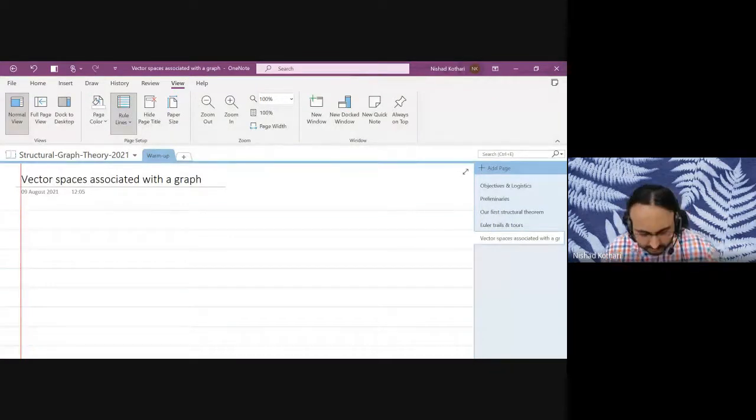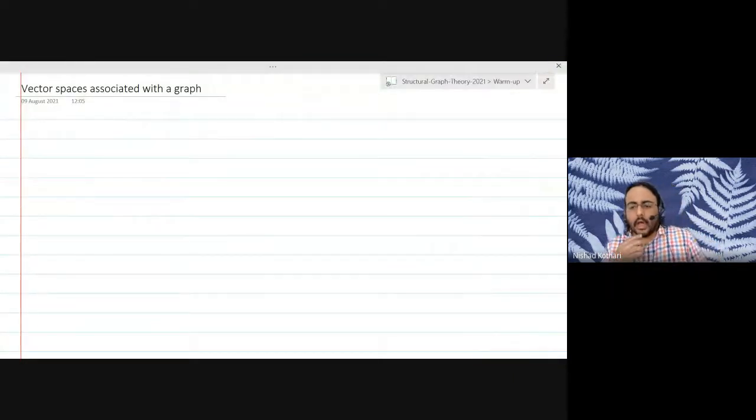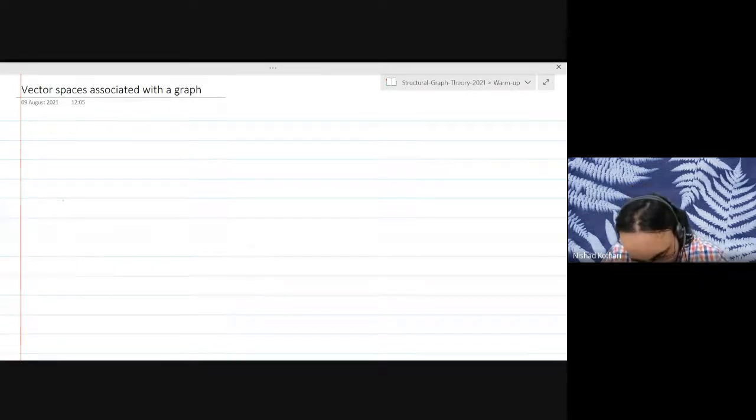Let me just give this title for now. What we'll do is take an example first of all, and we will associate a vector space with our graph. The intention is still to prove something very structural, but looking at it from a vector space point of view is going to give us an interesting insight into the underlying mathematics. So let's start with one example.